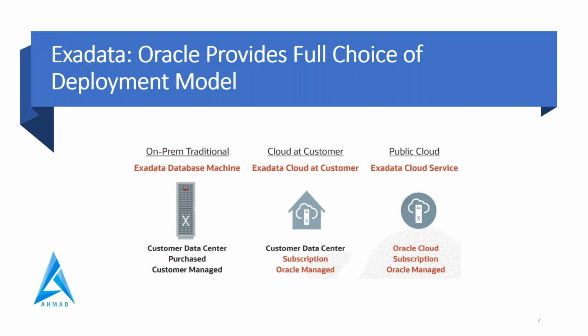Now, Oracle actually provides a full choice of deployment models. We have on-prem, we have cloud at customer, and we have public cloud. Whatever the customer demands, Oracle is providing. If you want it in your premises, you have the Exadata Database Machine. If you want cloud at customer, you should have Exadata Cloud at Customer. And if you want it in Oracle's premises, you have Exadata Cloud Services, where you should take an Oracle Cloud subscription. Both have similarities between Exadata Cloud at Customer and Exadata Cloud Services.